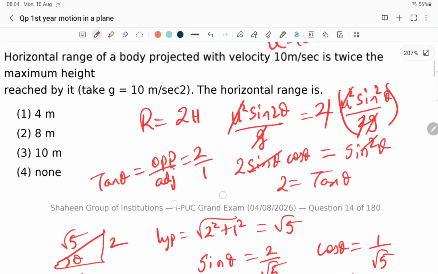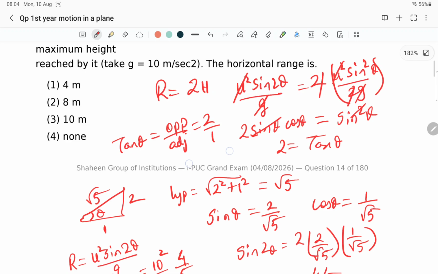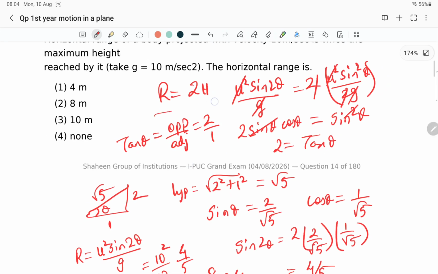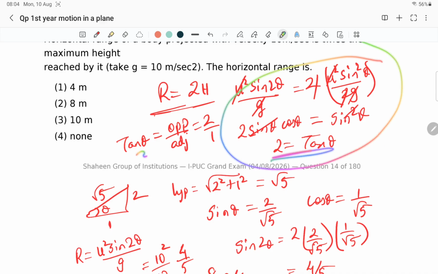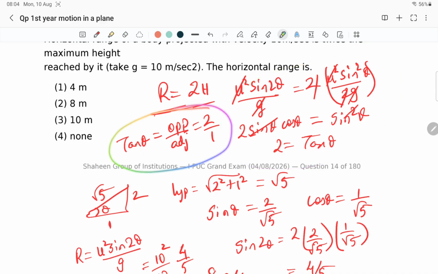So I hope this question had a little bit of mathematics involved. Just check. He gave the solution r equals to h. From that we substituted the formulas and we found out tan theta as 2. After that comes mathematics. Tan theta is opposite by adjacent. 2 and 1 we got. So opposite, adjacent we wrote. We found out the hypotenuse using hypotenuse equals root of side square plus side square. From that we wrote what is sine theta, what is cos theta. Then we found out sine 2 theta.